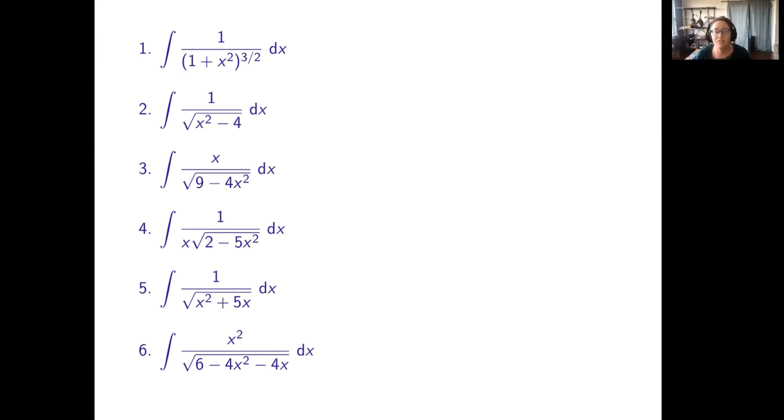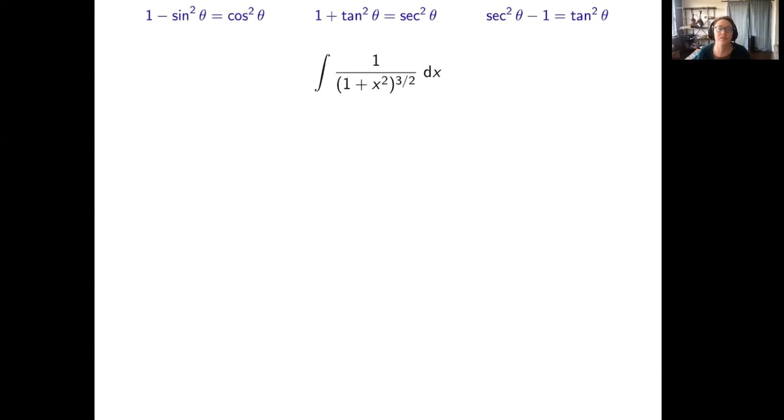The tell for when you want to use a trig substitution is when you see generally the square root of a quadratic function and no other obvious substitution. So you'll see all of these involve square roots of quadratic functions. When we do trig substitutions, we want to keep in mind these three identities, two of which are, of course, the same, just rearranged. Let's look at this first example.